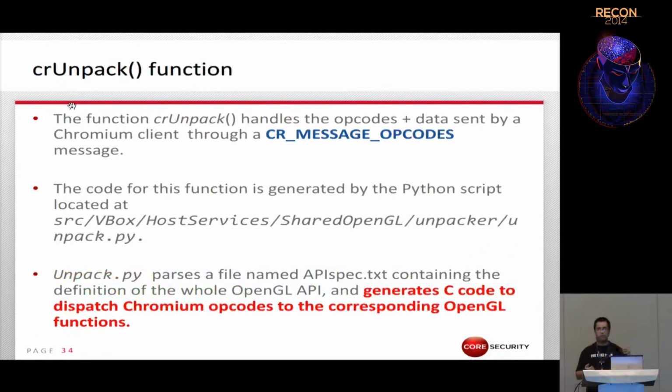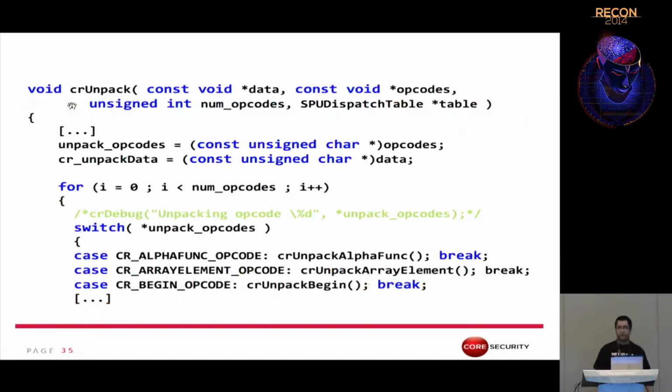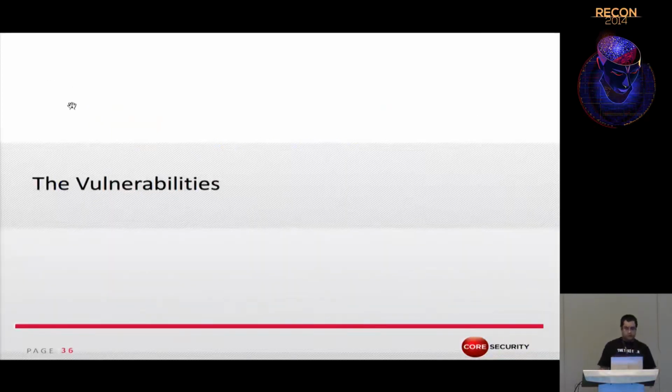So when the Chromium server receives rendering commands or bytecode, it will call a function which is called CR_unpack, which is basically a bytecode interpreter. This is the code of this CR_unpack function. Basically, it will traverse the received opcodes and call a function to handle each one of the supported opcodes. This is really a simple interpreter. So that's the basics of the implementation of the 3D acceleration feature of VirtualBox.